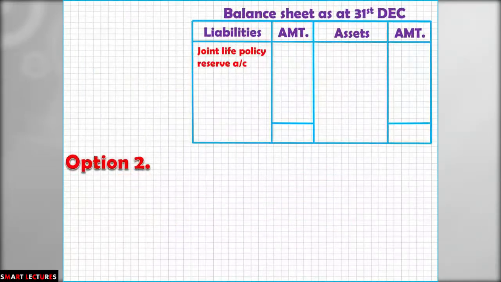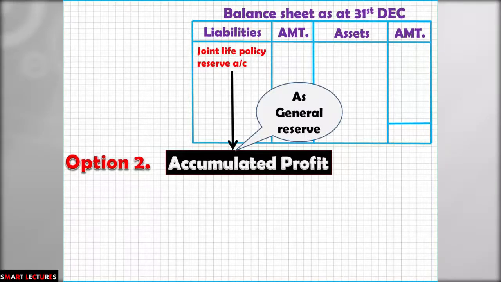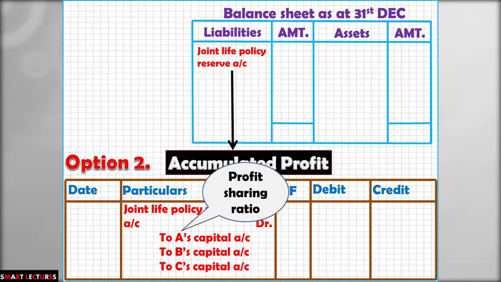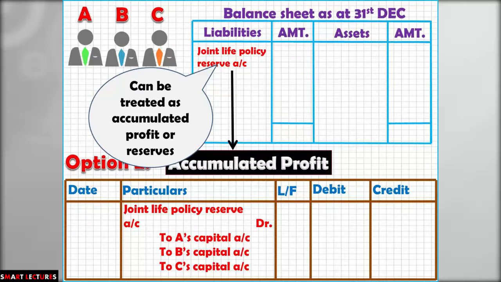And the second option is that this joint life policy reserve can be treated as accumulated profit, means as general reserve. And in that situation, the journal entry will be joint life policy reserve account debit to A's capital, B's capital and C's capital in the profit sharing ratio. I am assuming that there are three partners A, B, C. So it can be treated as other accumulated profits or reserves.